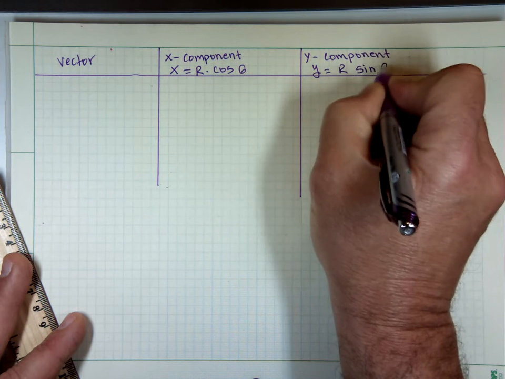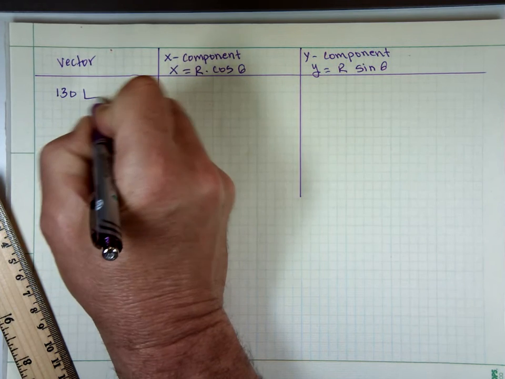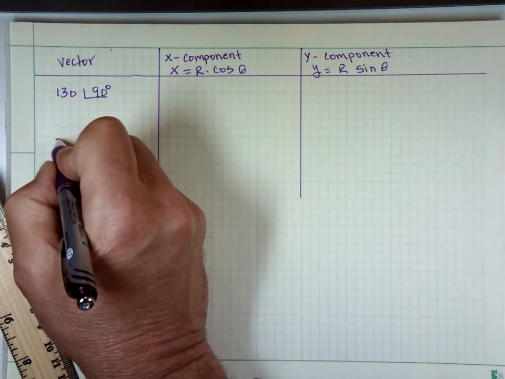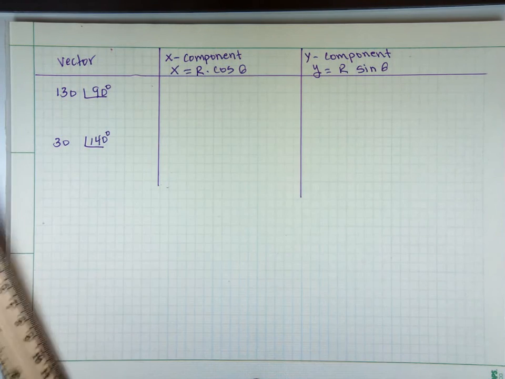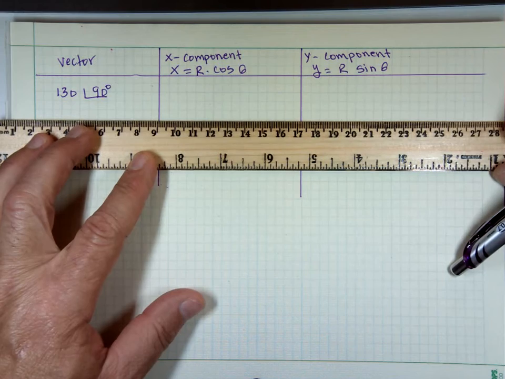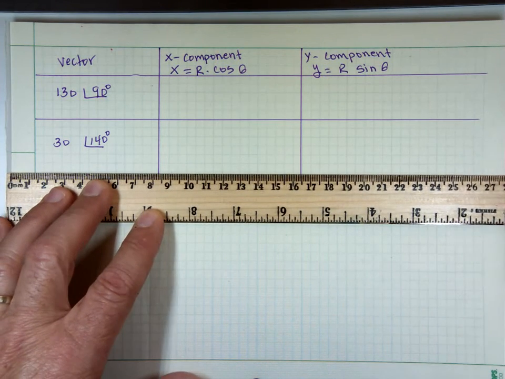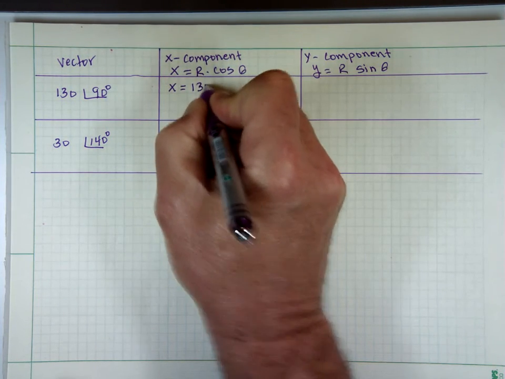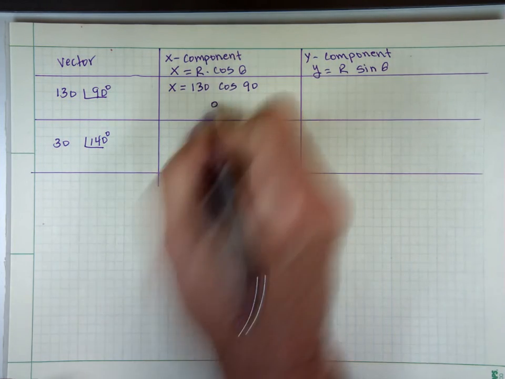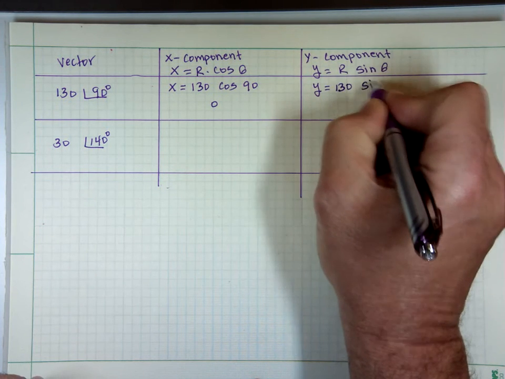Here's my two vectors. What were they? The first one is the plane, which is what? 130. What was the angle? 90 degrees. And the wind was what? 30. And what angle? Was it 140? These are the two vectors. 140. So the x value is going to be 130 cosine 90, and if you do the math, that's 0. The y value is going to be 130 sine 90 degrees, which is what? 130.